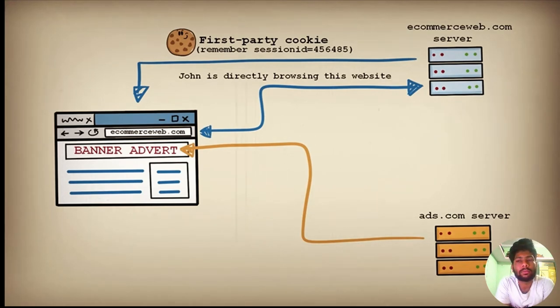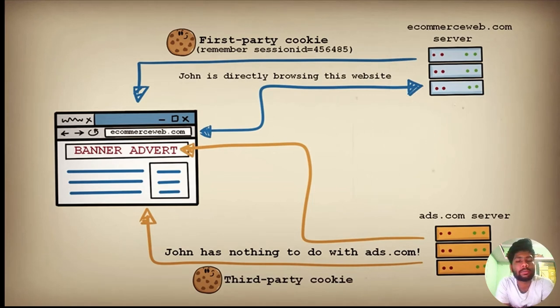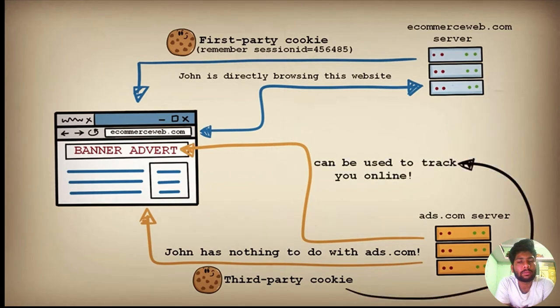So when John visits ecommerceweb.com for the first time, the ads.com server serving the banner ad could set a cookie for John. Now, this is a cookie set by another website John is not directly browsing. He's on ecommerceweb.com. The cookie set by the ad server is a third party cookie. While there are many different ways companies use to track you online, third party cookies are an important tool with which they can achieve the same.